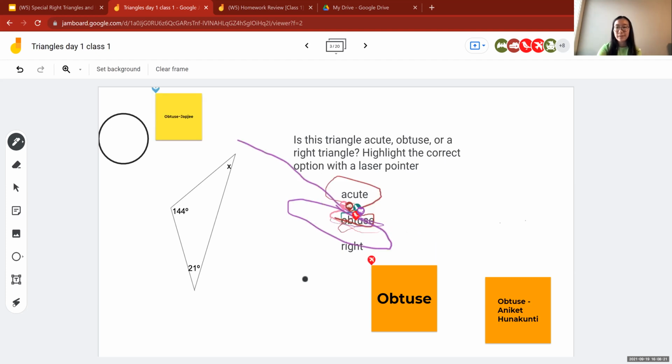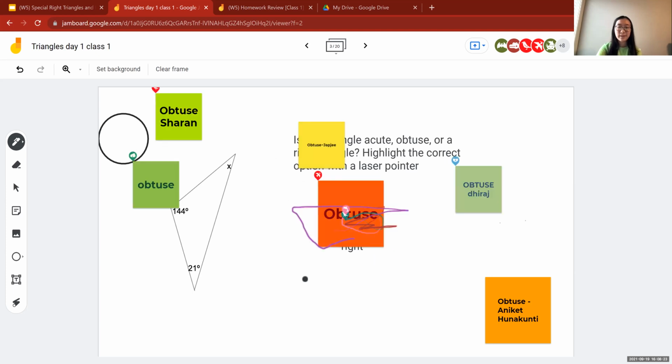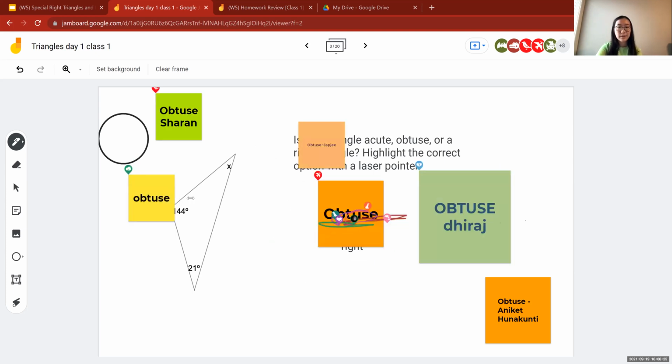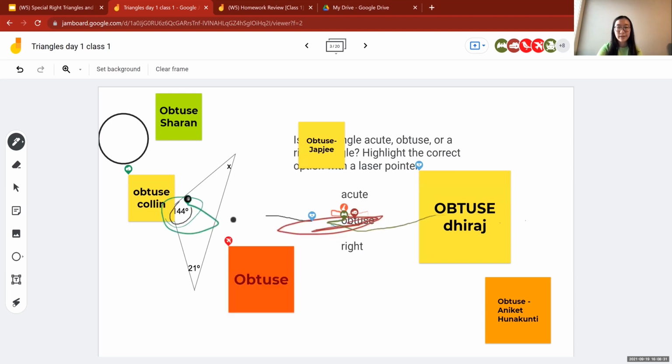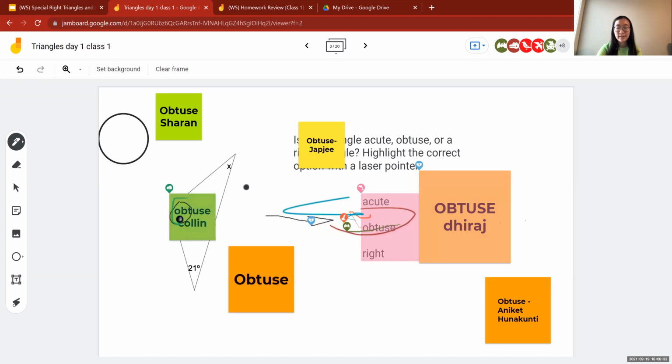Okay, great job. This is an obtuse triangle. And why is that? It's because it has an angle that is larger than 90 degrees. So that 144-degree angle right there, that tells you that it is an obtuse triangle.